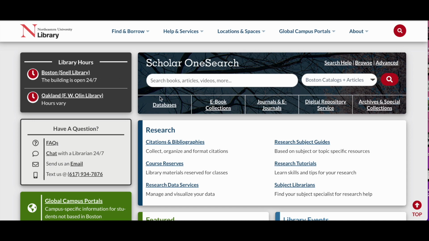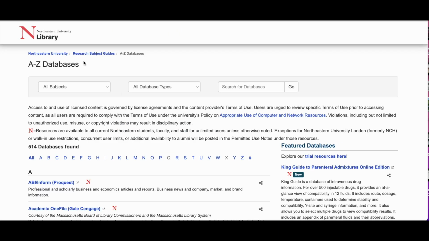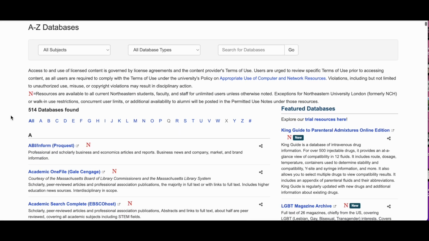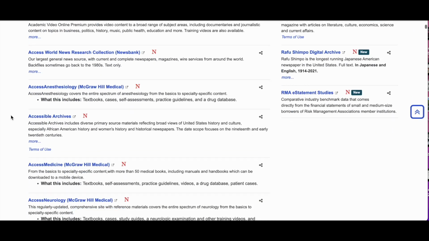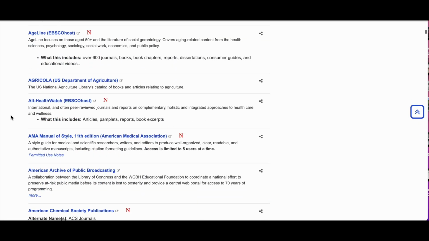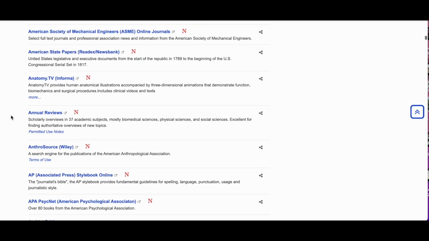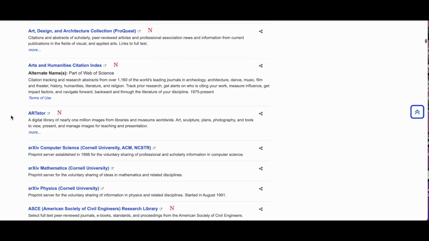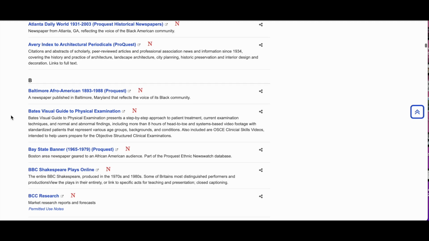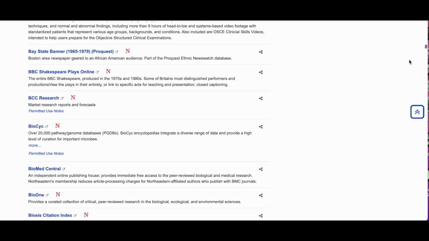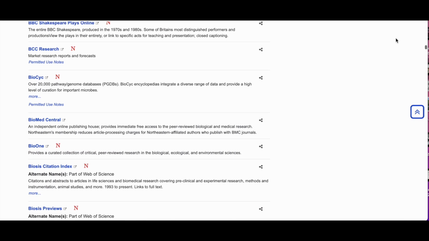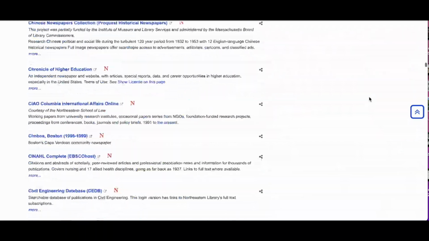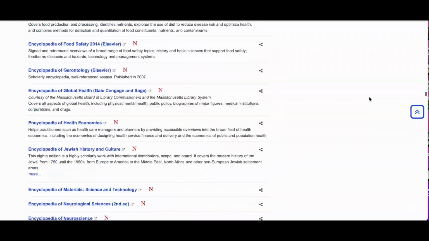So, here you can see on the library's homepage, they have this link to the databases. You can look at them from A to Z. There are so many. You can see right here that we're just looking through the A's right now, and you can see the little scroll bar over here. We're just down to the B's. We have hundreds and hundreds and hundreds of databases.